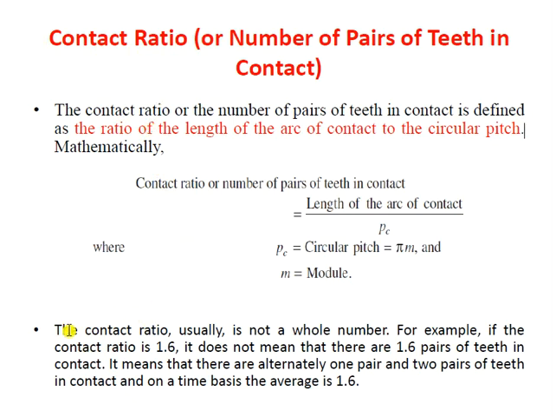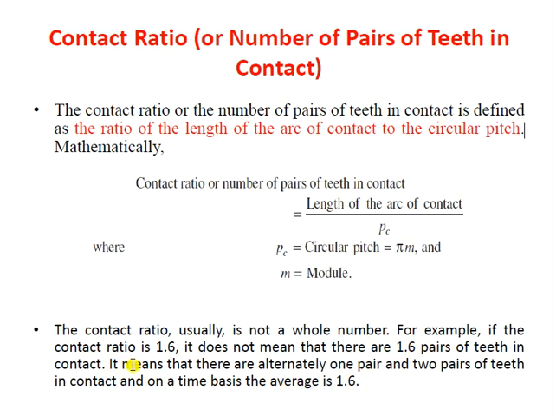So what does it mean? The contact ratio is usually not a whole number, so for example if it is 1.6, it does not mean that there are 1.6 pairs of teeth in contact. Then what does it mean? It means that for 60% of the time there will be 2 pairs of teeth in contact, and for the remaining 40% of the time there will be only 1 pair of teeth in contact. So that is the meaning of contact ratio 1.6.